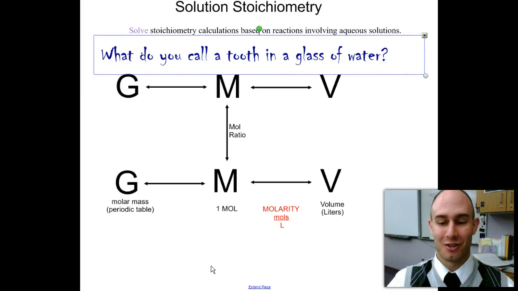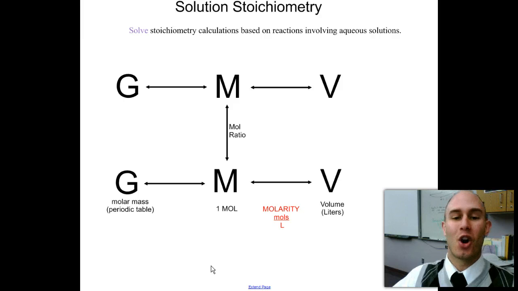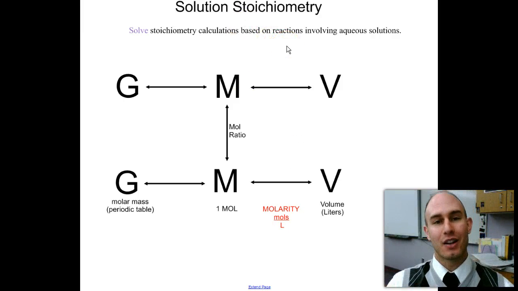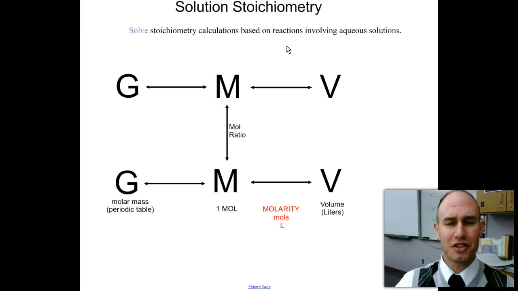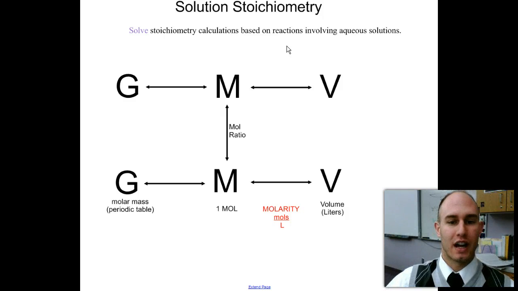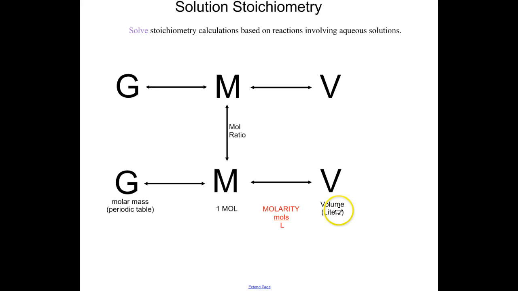Introducing solution stoichiometry, as we solve stoichiometry calculations based on some aqueous solutions. This should look very familiar to you, our GMV setup where we have grams, moles, and volume, which needs to be measured in liters. The new concept here is that we can use molarity, which is moles per liter, to convert from volume to moles of a substance.